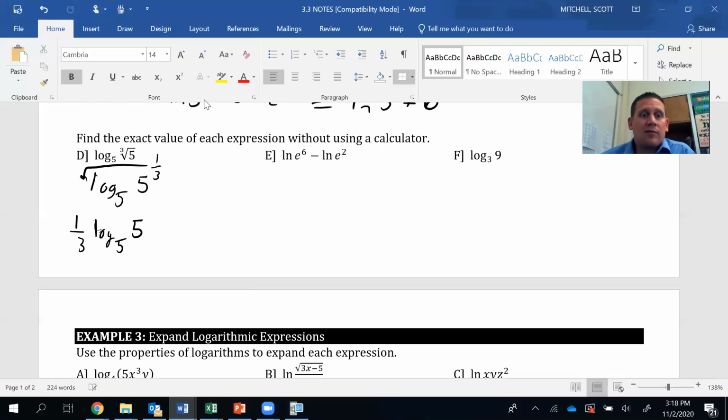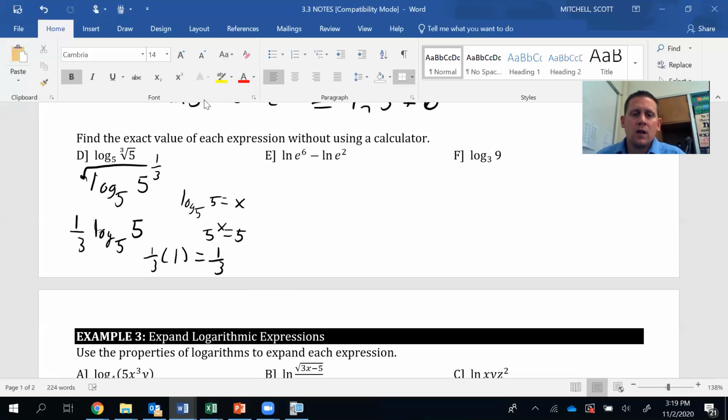What's log base 5 of 5? Remember, we learned that before. What is log base 5 of 5? If you set it equal to x, 5 to the x equals 5. What's x got to be? Well, it's 1. So this whole thing is just 1. So it's 1/3 times 1, which is 1/3. Fair enough? Not too bad?